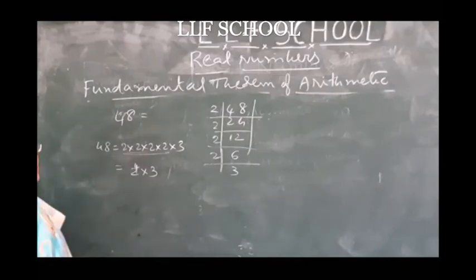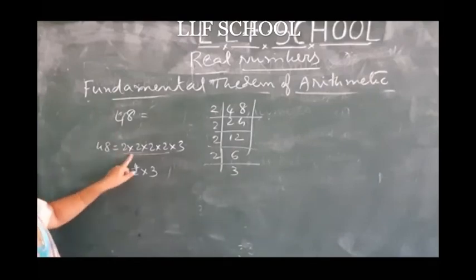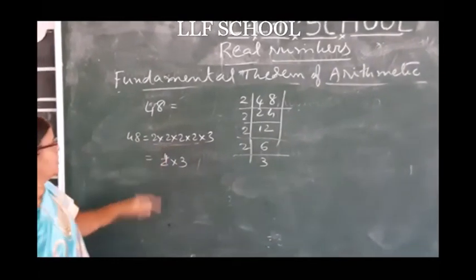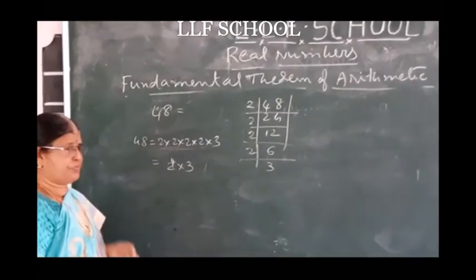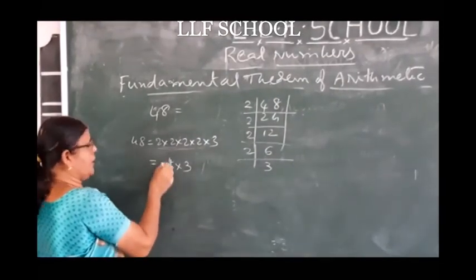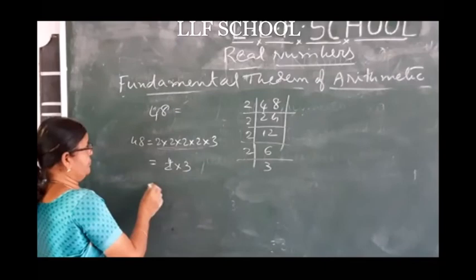Like that, we can write many composite numbers by this prime factorization method, because every composite number we can write as a product of only primes. The order of occurrence of primes can be in any way, but the factorization is unique.